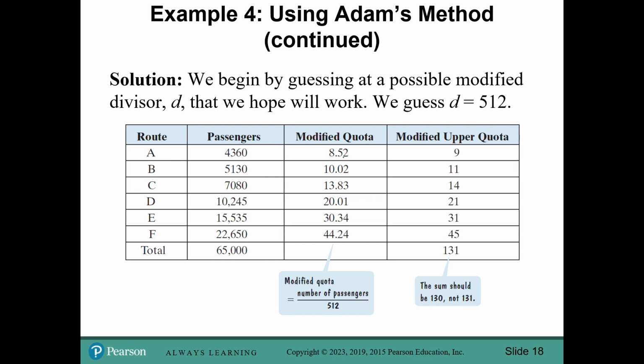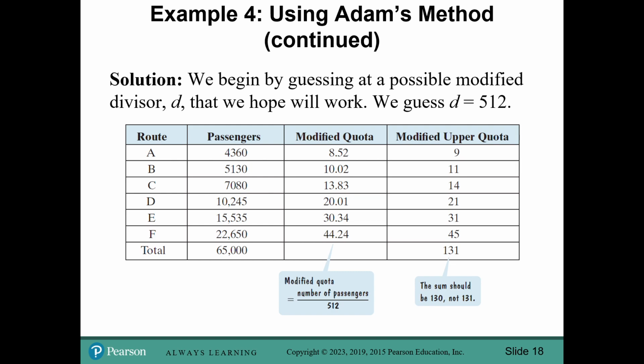Now, we're going to round each of these numbers up using Adams' method. So the 8.52 goes to 9, the 10.02 goes to 11, the 13.83 goes to 14, the 20.01 goes to 21, the 30.34 goes to 31, and the 44.24 goes to 45. So we're rounding them up regardless. Even if you look at the 10.02, that is definitely closer to 10 than it is to 11, but regardless, we're still rounding it up to 11.